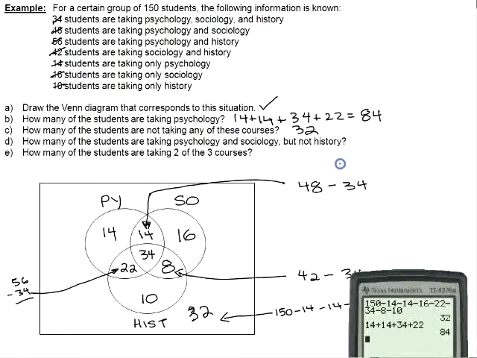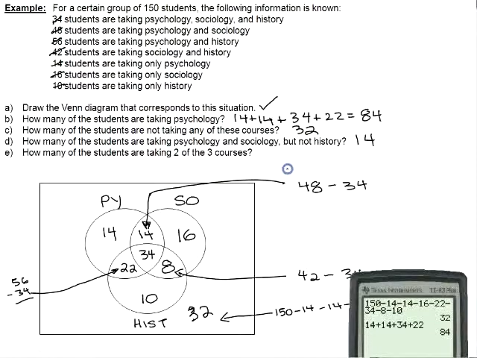Question D is, how many students are taking psychology and sociology but not history? Okay, psychology and sociology, this is the overlap of psychology and sociology, but we want psychology and sociology but not history. We don't want these history people. We want psychology and sociology only. This region right here is psychology and sociology but not history, so it's these 14 students right here.